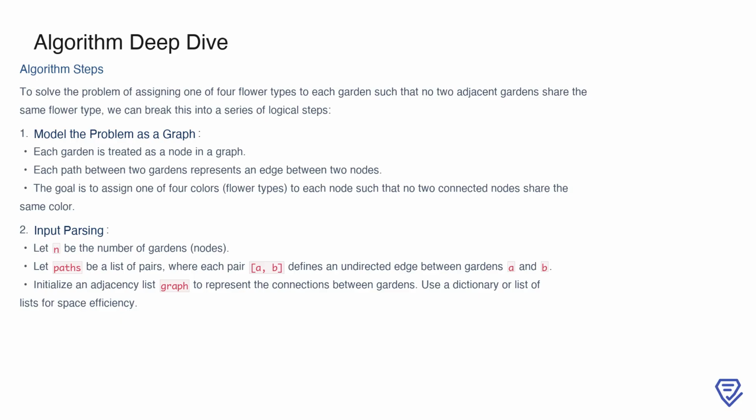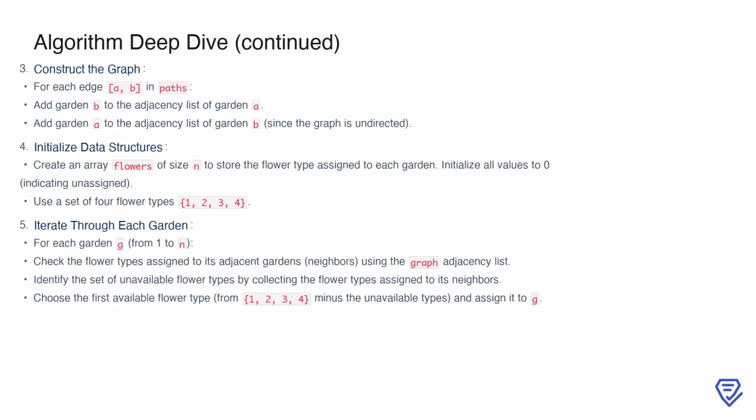To start, we need to parse the input. We define n as the total number of gardens and paths as the list of connections between them. From this, we can build an adjacency list to represent the graph. This adjacency list is a space-efficient way to store all the neighbors of each garden, which will be critical for the flower assignment process. Once we have the input, the next step is to construct the graph.